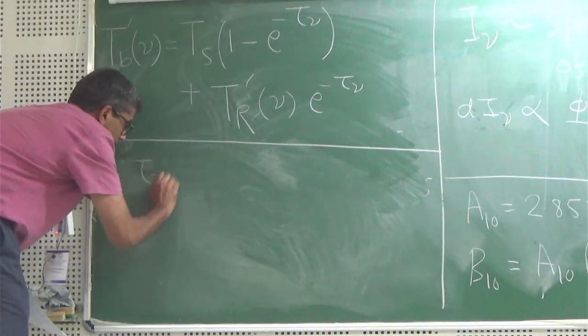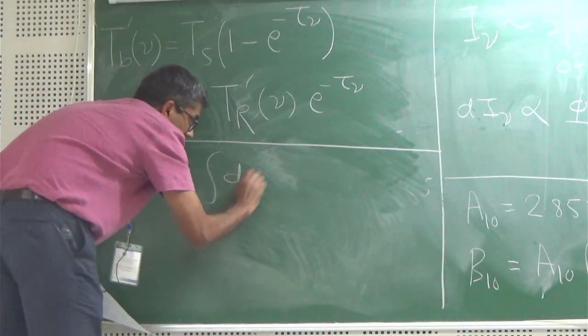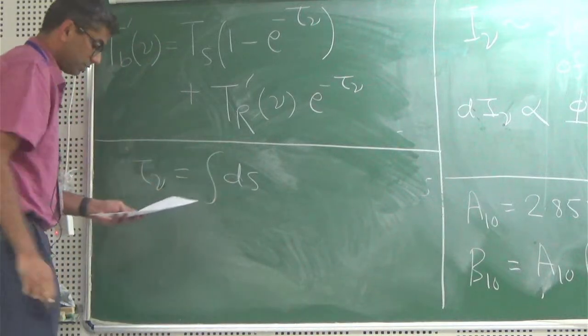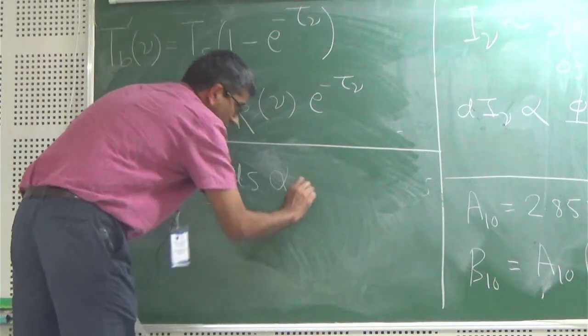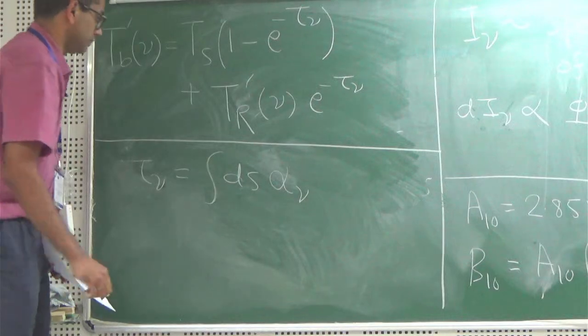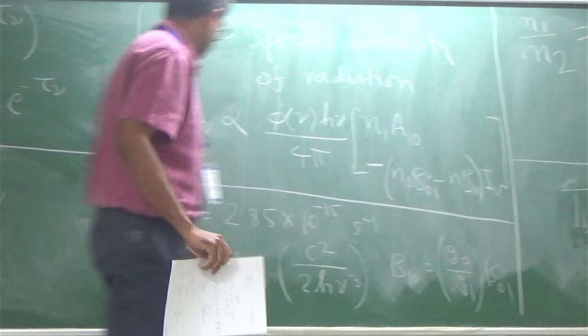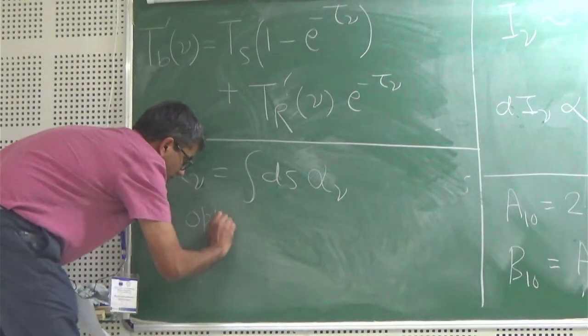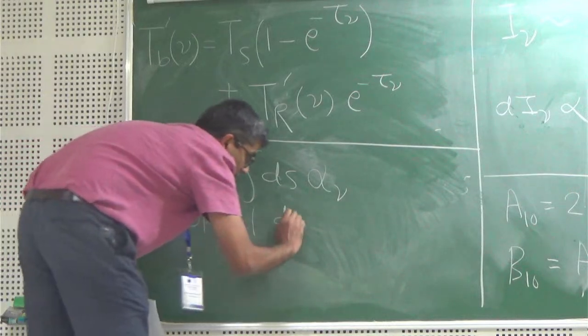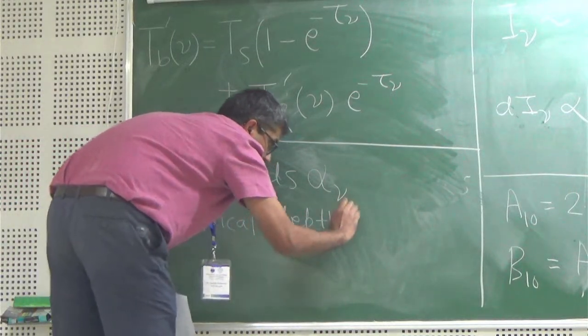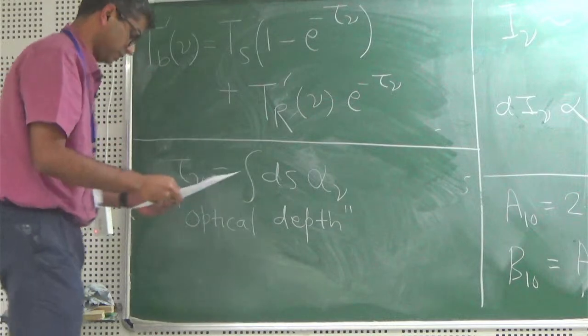So here tau nu is an integral along the sight line. So ds is the length element, and it's an integral of the absorption coefficient, which is related to these cross sections. This is the optical depth, or opacity as it is also called.